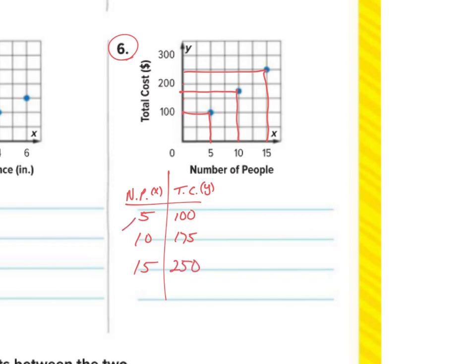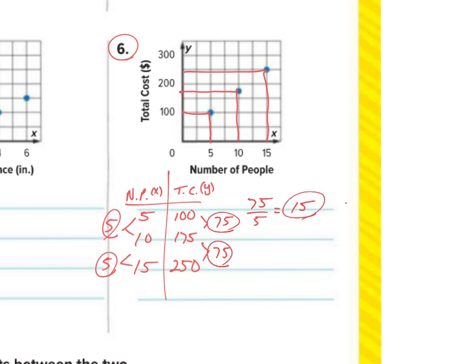So we look at our rate of change here. From 5 to 10 is 5, 10 to 15 is 5, 100 to 175 is 75, and 175 to 250 is 75. So we've got a change of 75 over 5 in each of these cases. To find the unit rate, we take 75 divided by 5 and we get 15. So the rate of change is actually 15. And that would make this a linear relationship.